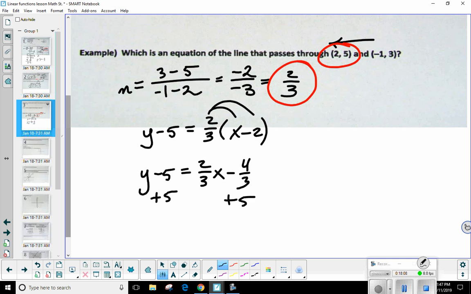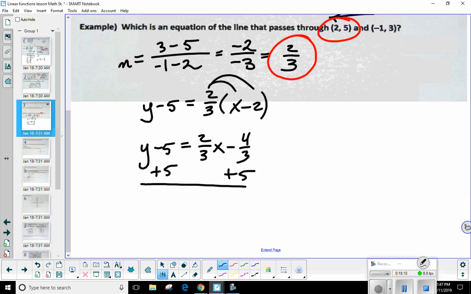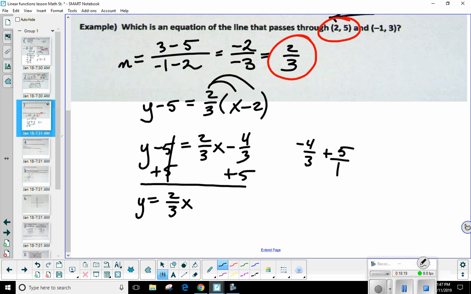Plus the 5. Okay, so let's see, those are going to cancel. Y is equal to 2/3 x. So we're trying to get a negative 4/3 plus 5. So what am I looking at? 11/3. Okay.